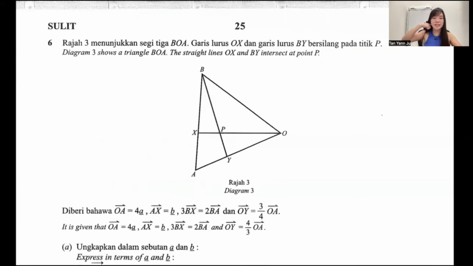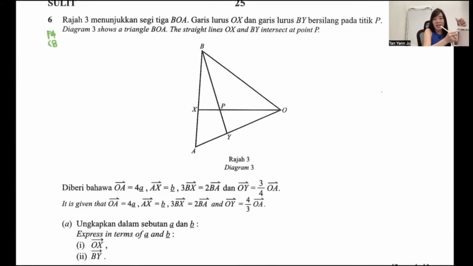Move on. Question 6, they say. Diagram 3 shows a triangle BOA. Yep, I can see that. The straight lines OX and BY intersect at P. Yep, I can see that. Quite obvious, the arrow thing, you know. Form 4, chapter 8, under vector. Correct? Let me try to draw it out first, yeah? They say it's given that OA is 4a.